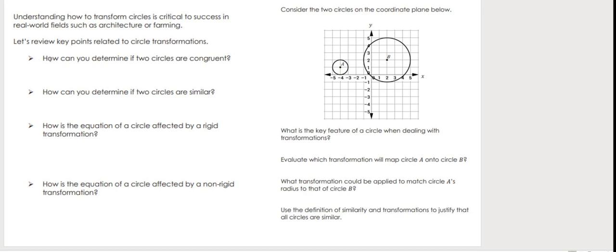So first question is, how can you determine if two circles are congruent? Well, we know that two circles are congruent by having the same radius. If you look at the radius of a circle, the radius is from the center to the outer part of the circle. If the radii are the same length, then the two circles will be congruent.